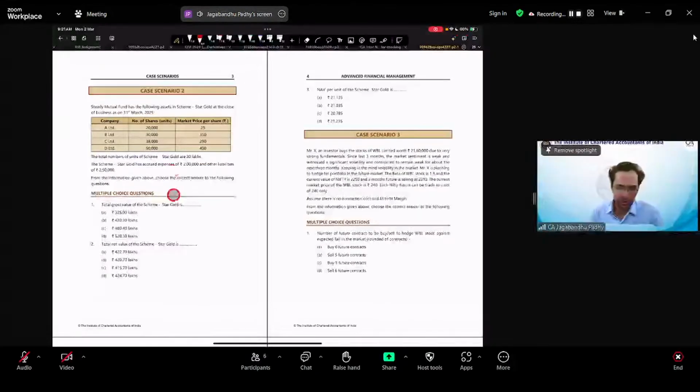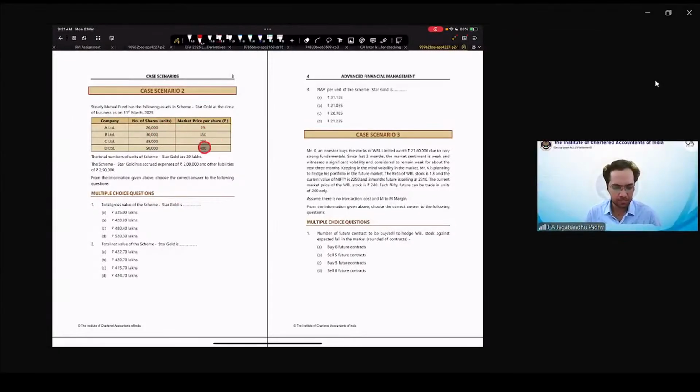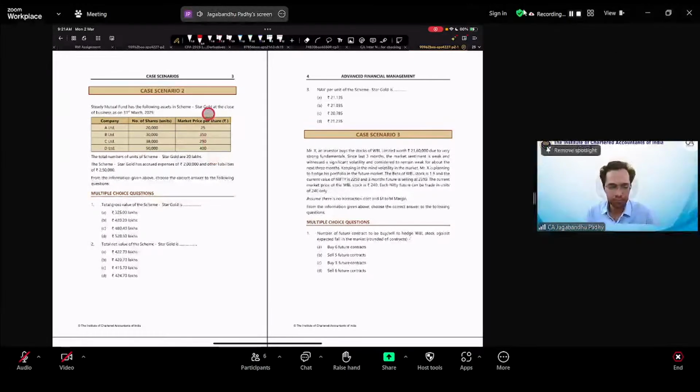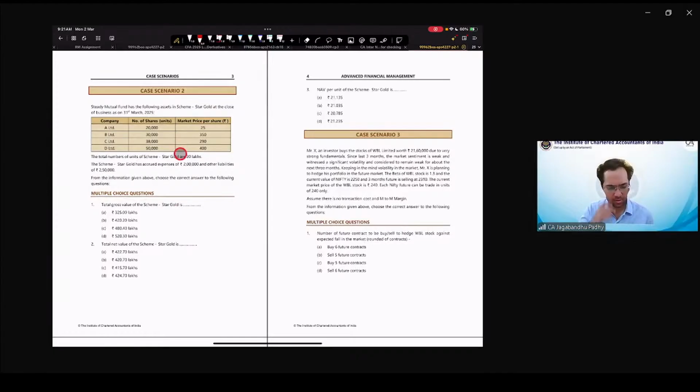Gross value will be simply number of shares into market price. So what is the gross value? 420.2. Is there any cash in the scheme? No, there's no cash. So 420.2. You just need to multiply the number of shares with the market price. Then the net value of the scheme is 420.2 minus 4 lakh 50, so that's 415.7.